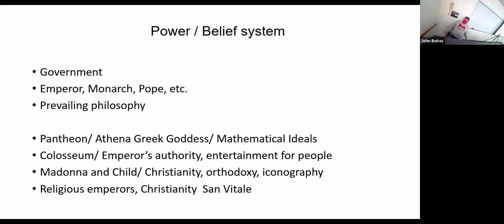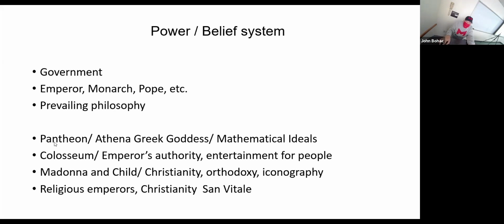And I have this other bullet point here, the prevailing philosophy. We talked about the Parthenon, and how Ictinus and Callicrates, the two architects that designed the Parthenon. Oh, I have Pantheon. I got to check that. Typo. Parthenon. Greek goddess, mathematical ideas.